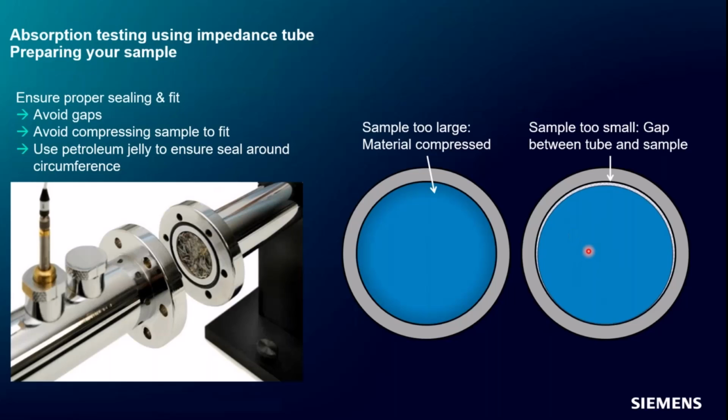So one of the things that we suggest as a best practice, even if you have a slightly undersized or even appropriately sized sample, is to coat the outer circumference with something like petroleum jelly or something that will provide a seal. So even in this example here, it would go all the way around in sort of an equal thickness, and then that sample would at least be held center, and that petroleum jelly would provide an air seal and prevent any of the sound waves from hitting that rigid termination in the back.